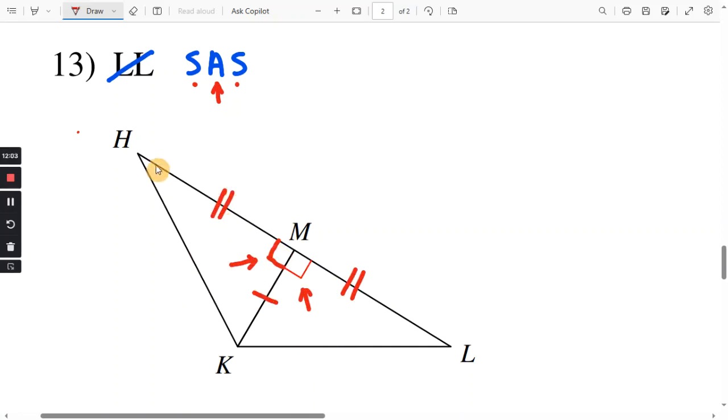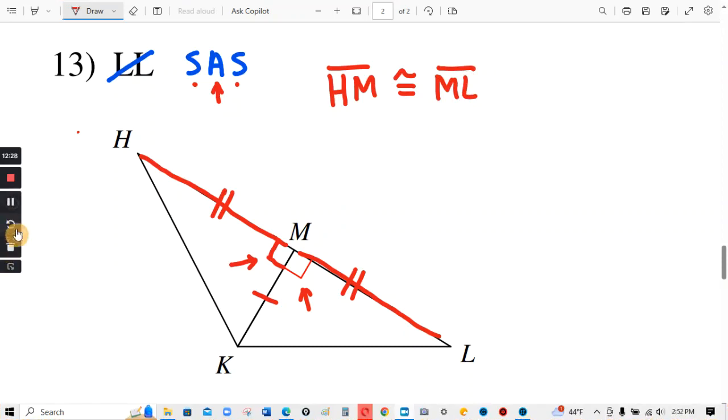So the missing information is this side right here, which is HM, and that's going to be congruent to this side right here, which is ML. Now we can't use this side, because if we had this side and this side, the angle would not be in between these two sides. So that's the only answer for number 13.